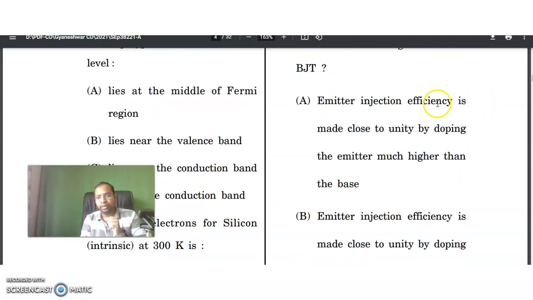Emitter injection efficiency is made close to unity by doping the emitter much higher than the base. Got it? If the emitter is doped much higher than the base, then automatically very little recombination will take place in the base. Most charge carriers will go to the collector. Then IC by IE will be almost close to unity. So option 1 is the correct answer.